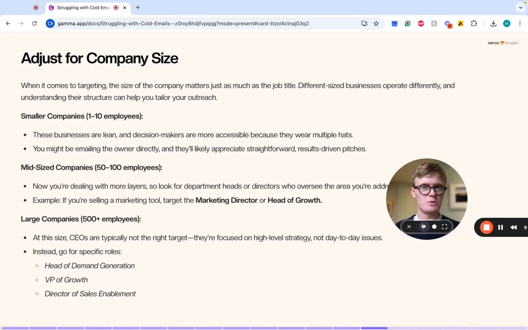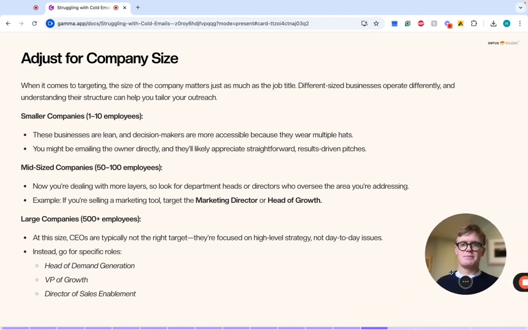So for instance, smaller companies, 1 to 10 employees, these businesses are lean and decision makers are more accessible because ultimately they are going to be wearing multiple hats, and you might be emailing the owner directly and they're likely to appreciate your straightforward, results-driven approach.